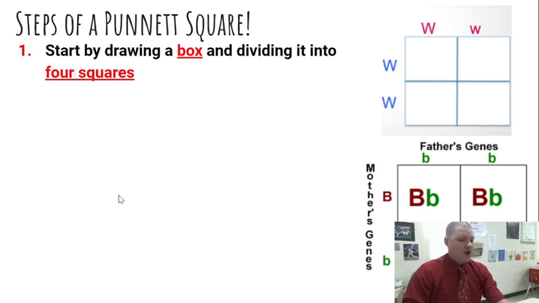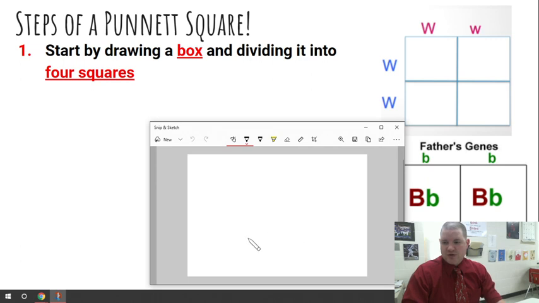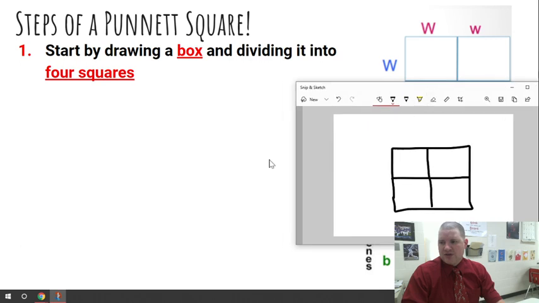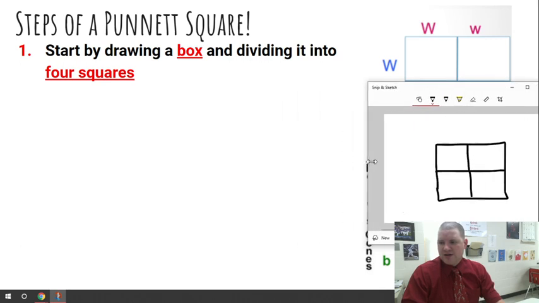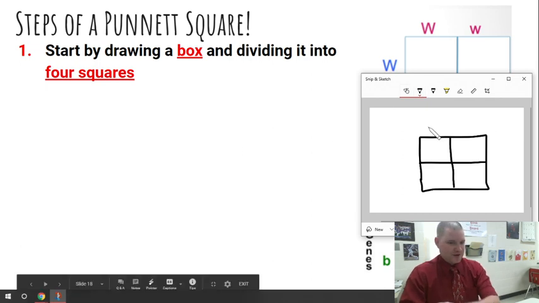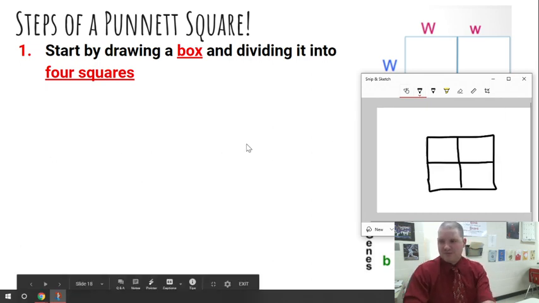First thing you're going to do, you're going to draw a box and divide it into 4 squares. So draw a box. There's our box. We're going to divide it into 4 squares. I'm actually going to push this over more towards the side here. Let's see if I can get it shrunk. There we go. There, you can see my square as we're doing it.